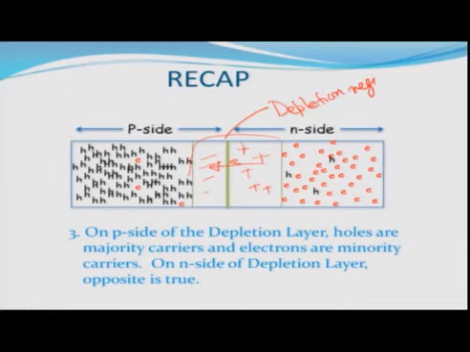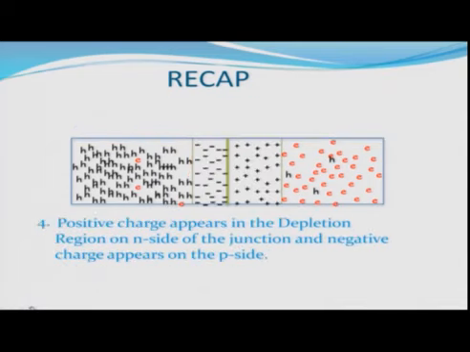This whole thing is the depletion region, and what is depleted? The charge carriers are depleted. You do not have charge carriers. So, the positive charges appear in this depletion region on the n side, and negative charges appear in this depletion region on the p side.